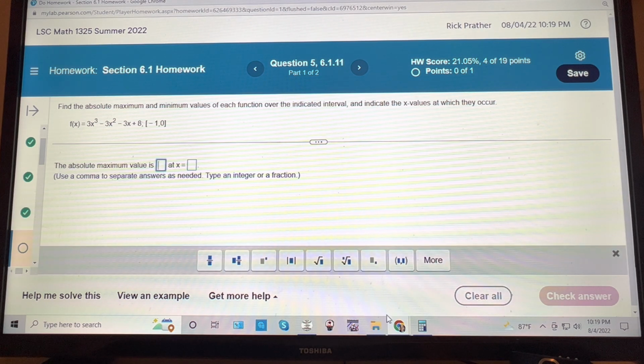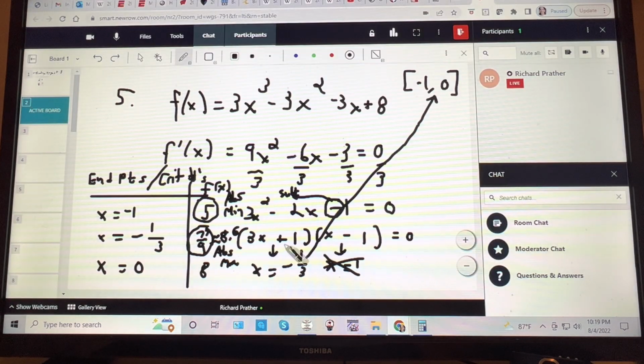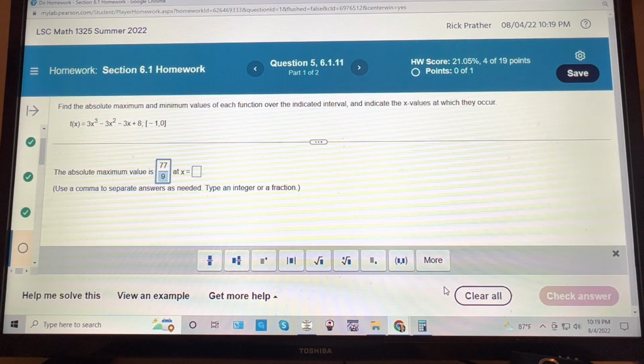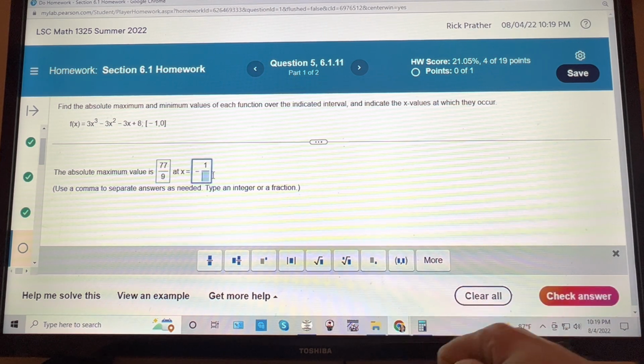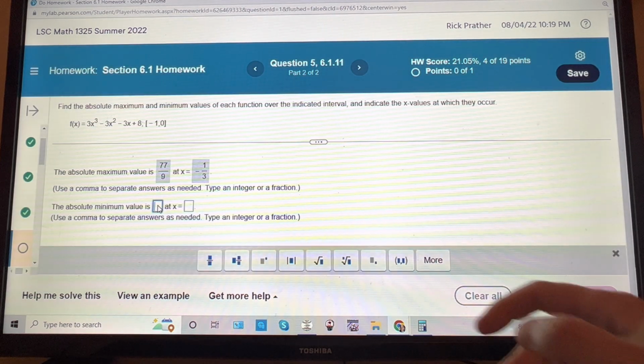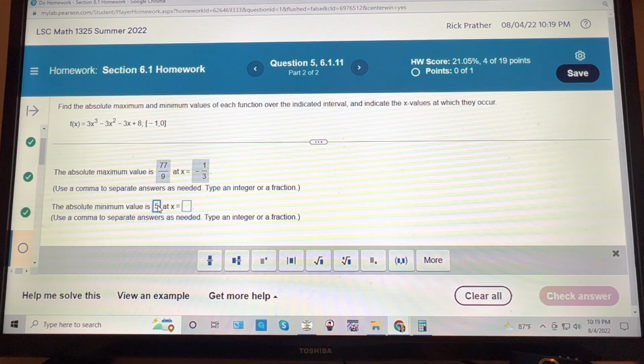So we have to put 77/9. The absolute maximum value is 77/9, and that occurred at the critical number negative 1/3. See how it doesn't have to be at an endpoint? It can be at a critical number too. And the absolute minimum value was 5. And if you do have a tie, then it says separate with a comma, answers as needed.